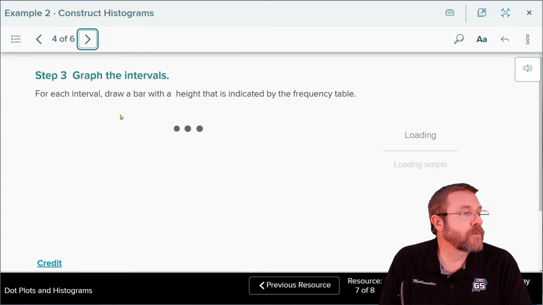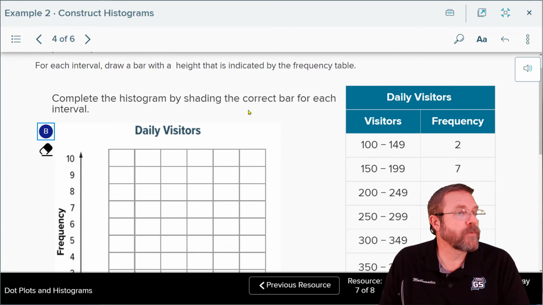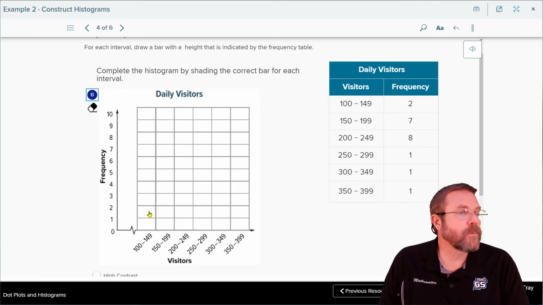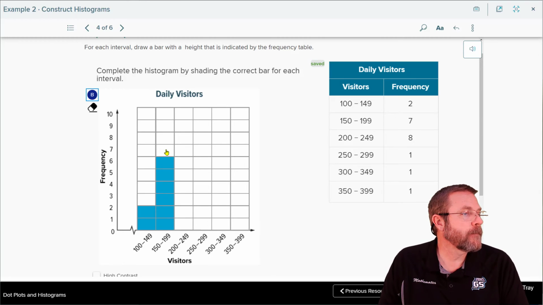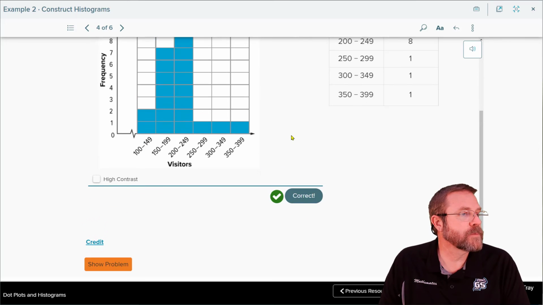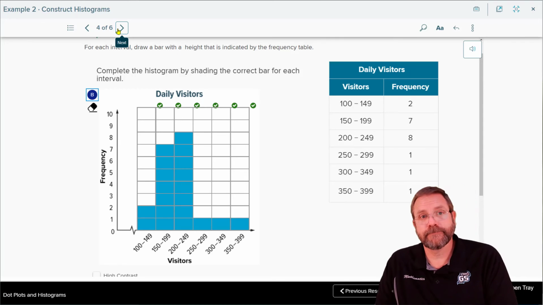Next thing we need to do to draw it is for each interval, we're going to graph the height that is indicated by the frequency table. So let me zoom out a little bit here. So the first one, that's going to become 2. And then the next one is going to go all the way up to 7. And then the next one is going to be 8. And then the next 3 are going to be 1 each. Check the answer, and that checks. And that's how you create a bar graph or a histogram of the statistical data.